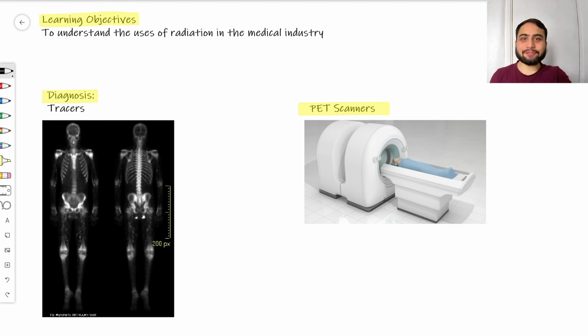Okay, so the use of radiation and radioactive agents in medicine really boils down to two main areas. Diagnosis, so that's detecting when a disease is in the person's body and more importantly where it is, and then treatment, so actually getting rid of that disease. Let's have a look at diagnosis first.